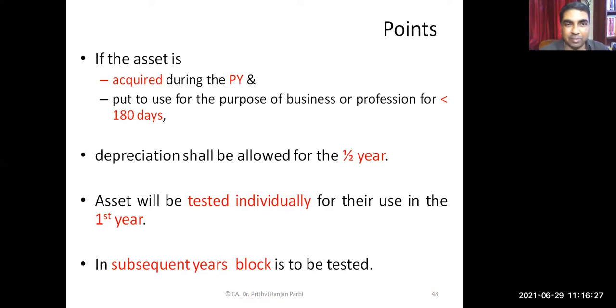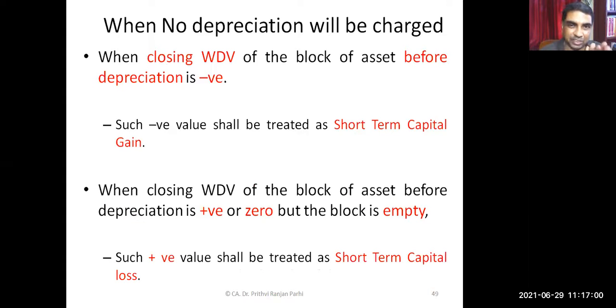If the asset is acquired during the previous year and put to use for the purpose of business or profession for less than 180 days, depreciation shall be charged for the half year. That means 50% of the depreciation will be charged. Assets will be tested individually for their use in the first year. So in the first year itself, we'll see which assets are acquired and put to use for less than 180 days. On those, 50% of the depreciation shall be charged. And for subsequent years, we have to charge depreciation blockwise.